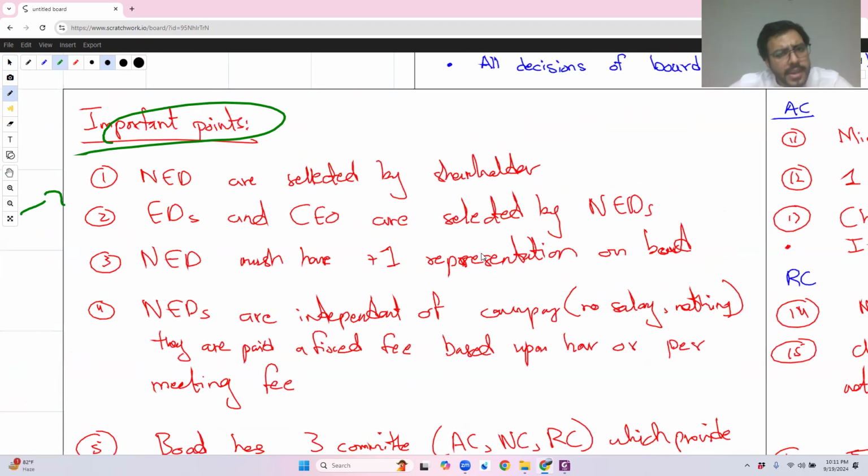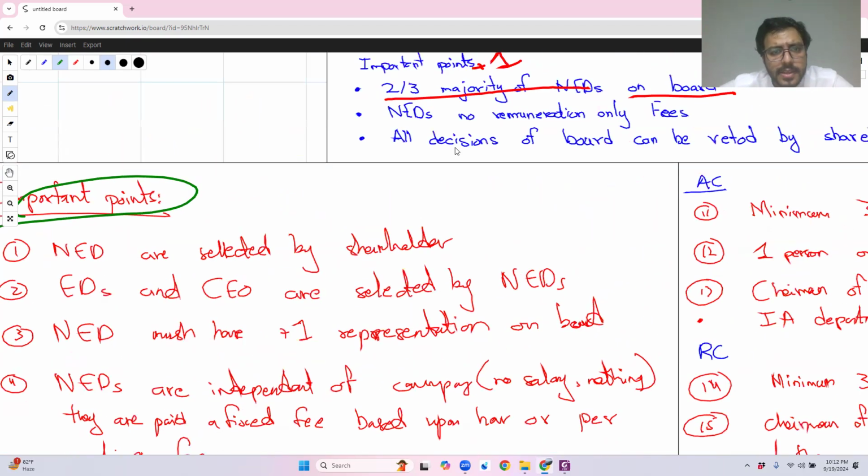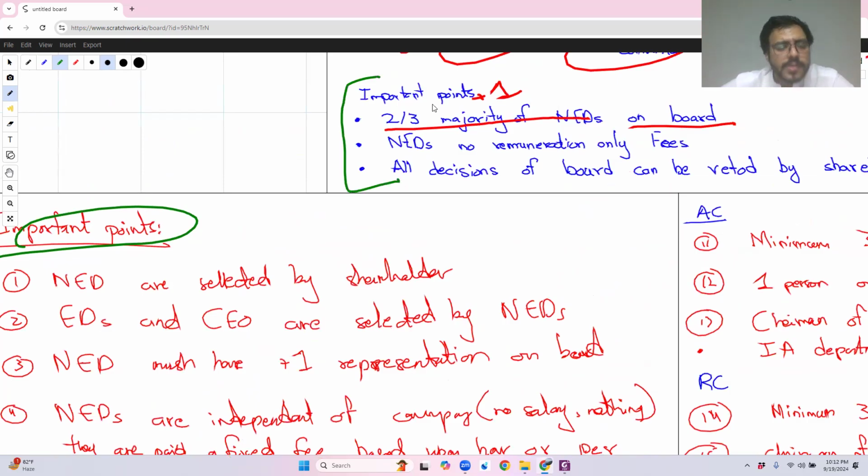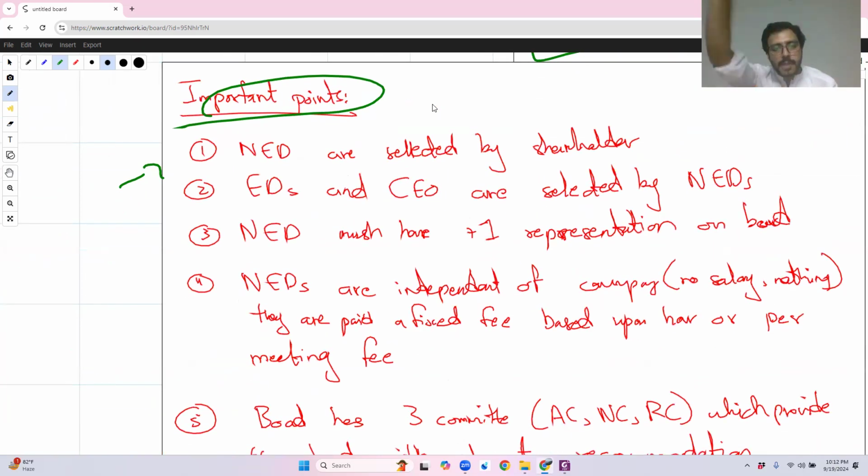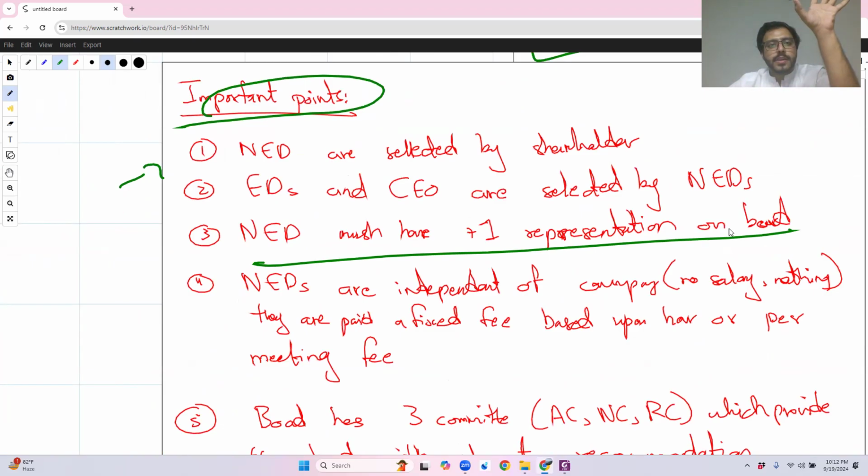Every single thing that I stated right now is written here within points, so it is easier for you to learn. Instead of learning paragraphs, I want you to learn points, so you will be able to explain them in your own words within the exam, just like I explained right now. For example, I said that there must be +1 NED, it is written right here. I said that non-executive directors are paid no salary, it is written here.